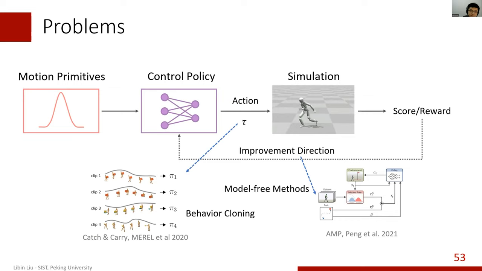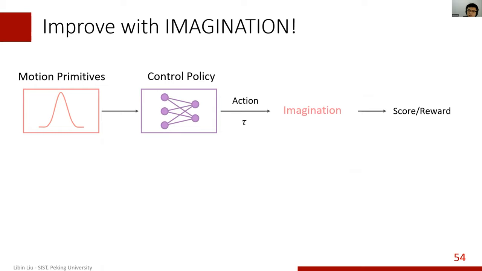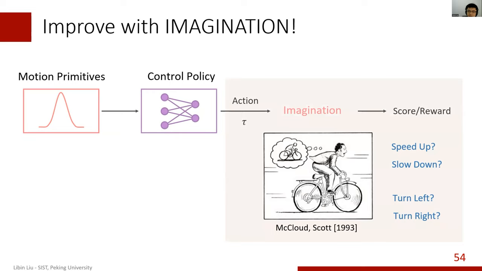So our solution. We took a look at the human. When a human learns motion, they don't really have a very accurate sense of the physics of the world. Instead, they have a very rough approximation of the world. So they can use this approximation to predict what the results of an action will be. And based on that, they can keep improving their skill, based on this imagination using the world model.